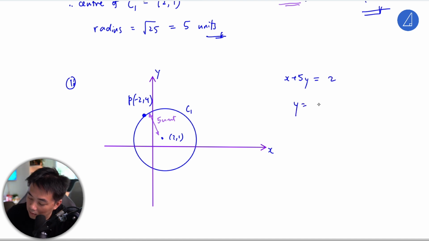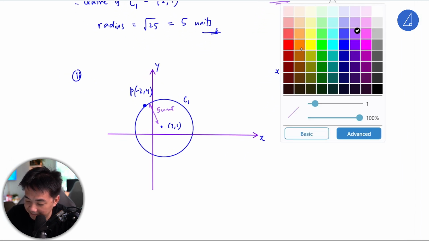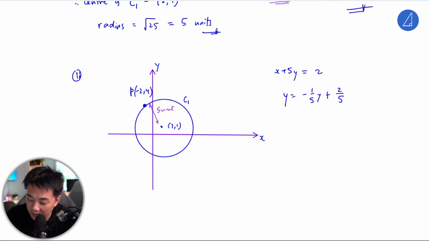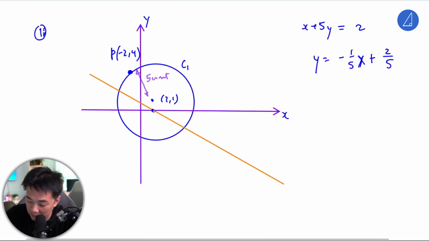So y equals minus 1 over 5 x plus 2 over 5. Meaning to say this line here will roughly look like something like that, cutting down. It will be 2/5 on the y-axis, and when y is 0, x is 2. So it's below here. This is (2, 0).